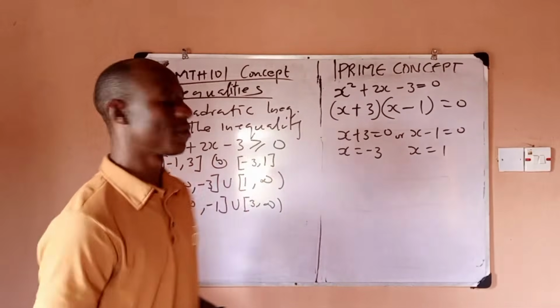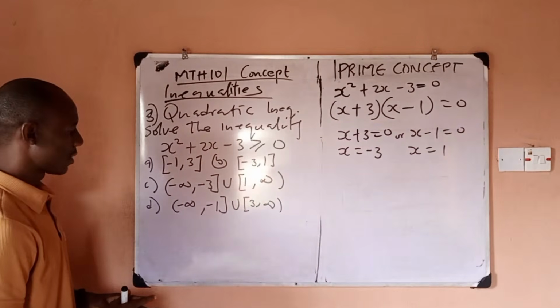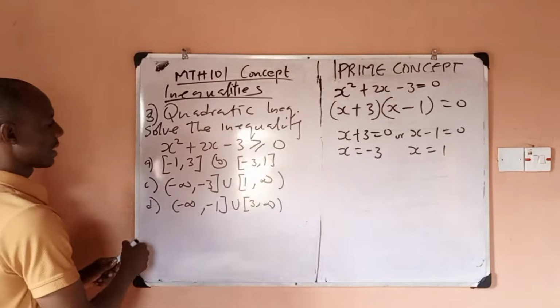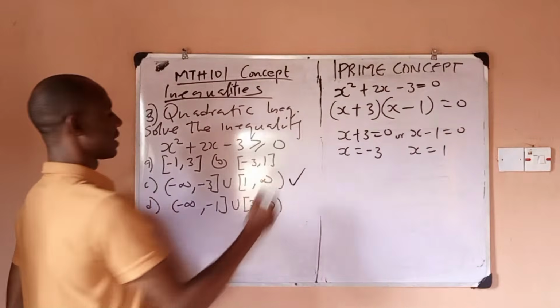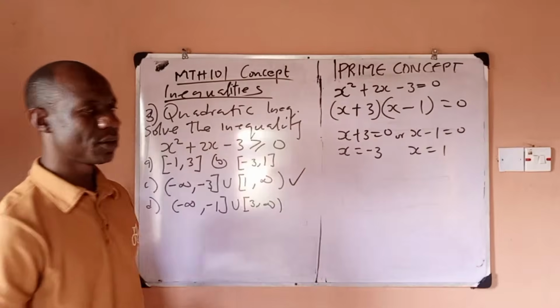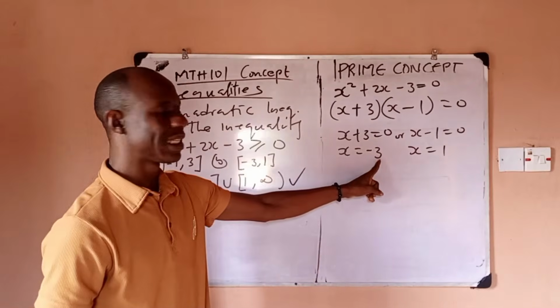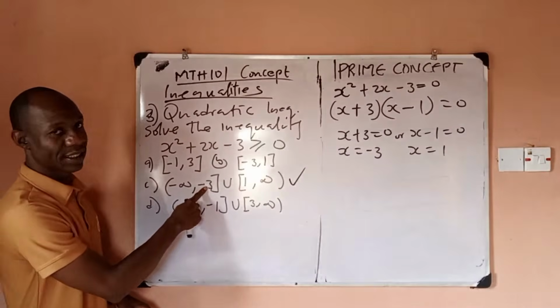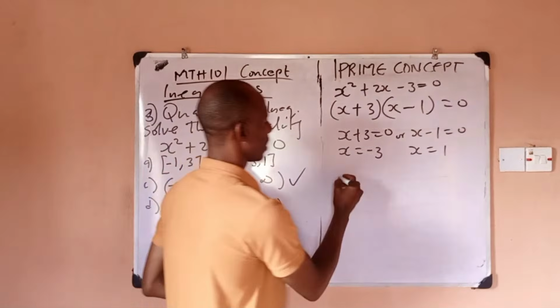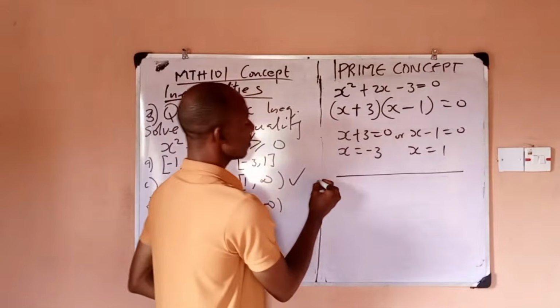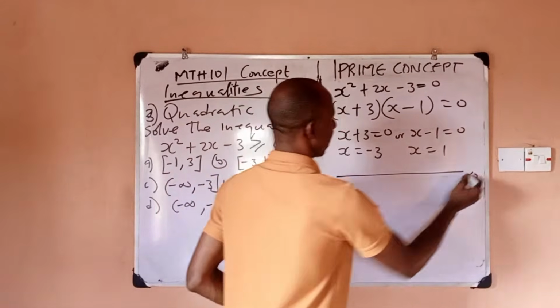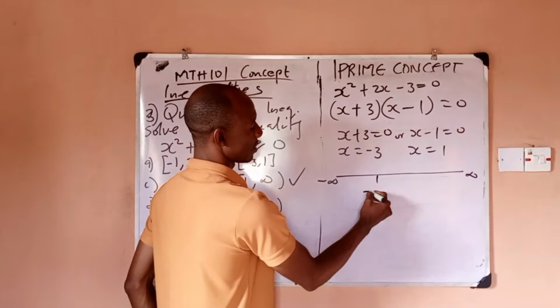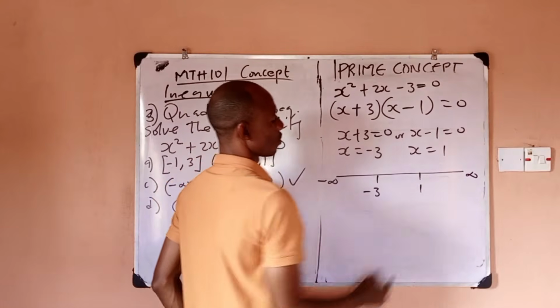So without even solving the inequality, minus 3 and 1, my correct answer is going to be C. From here, just from here. I know minus 3 is less than 1, so minus 3 should come first. That's why this is the answer. Now let's draw a number line so that we'll see. So minus infinity and infinity. Which one is coming first? It is minus 3. And the next one is 1, right?